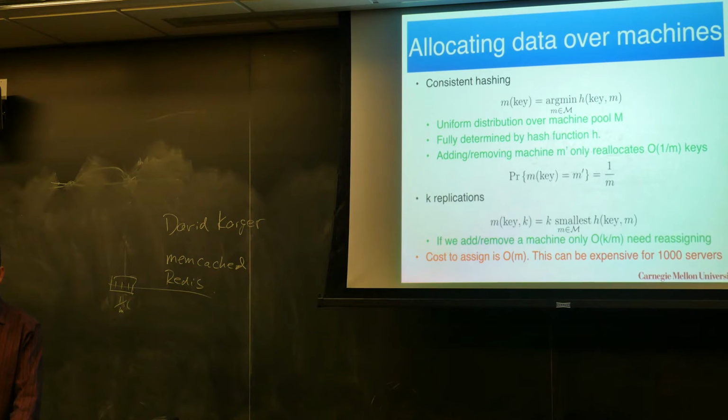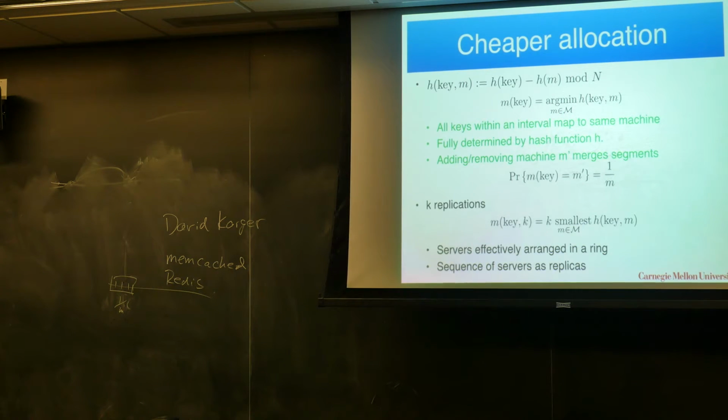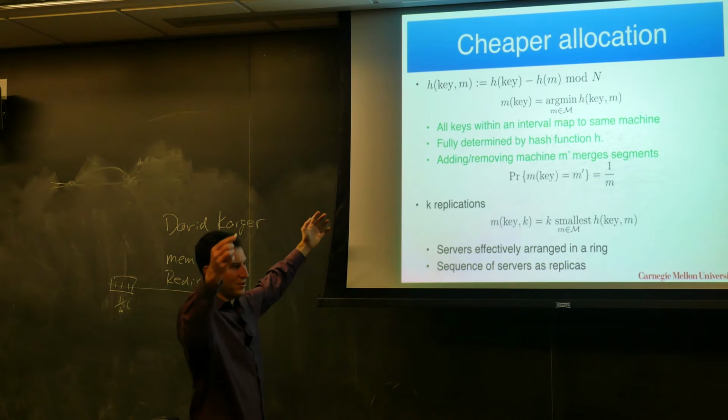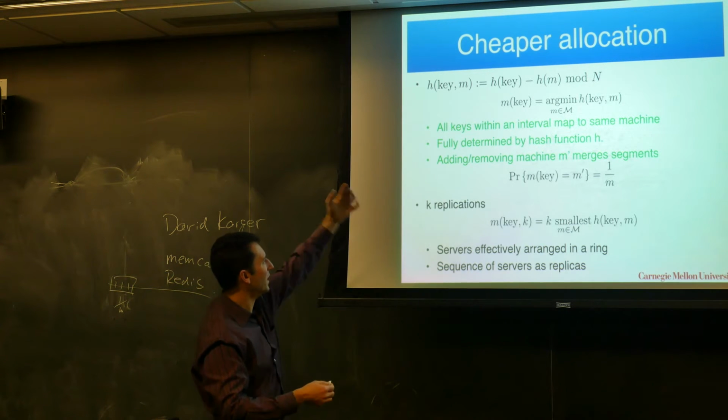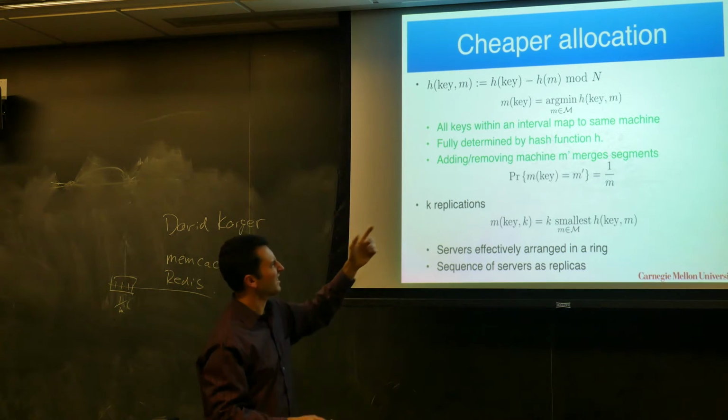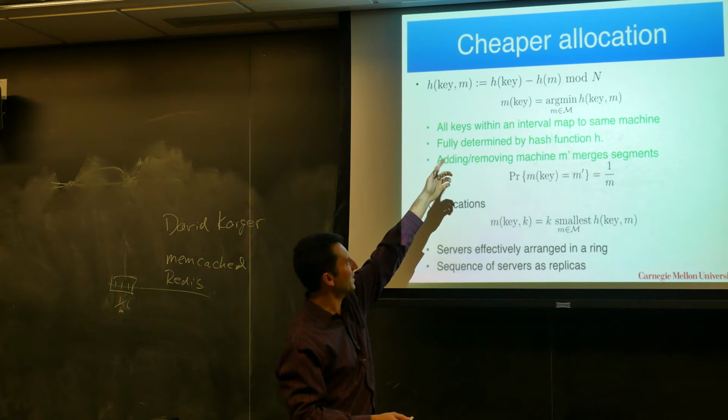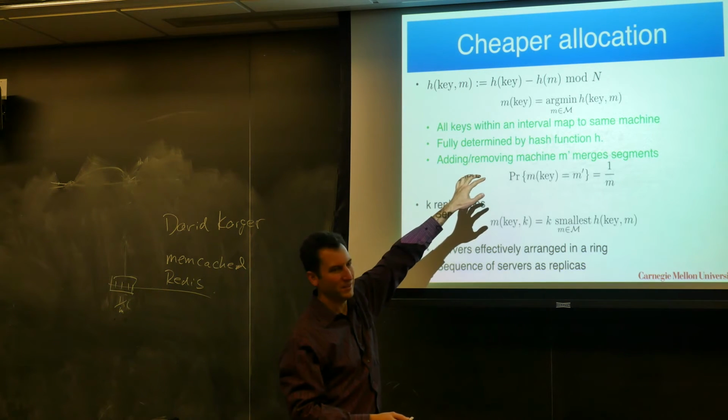So there's a very neat trick on how you can make this simpler. Essentially, you make it simpler by messing with the hash function. So what I'm doing is, rather than hash of key and machine being some arbitrary object, what I do is I compute hash of key. In this case, just for mathematical prettiness, I used minus hash of machine mod n.